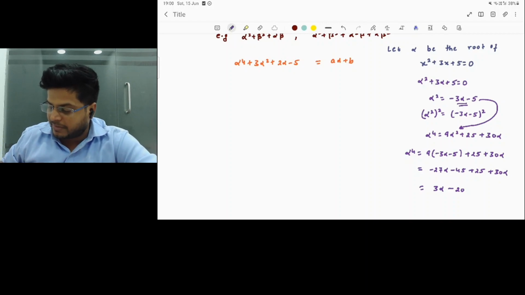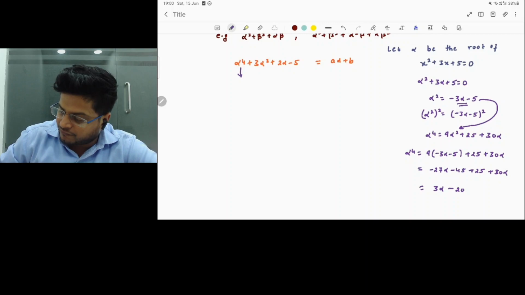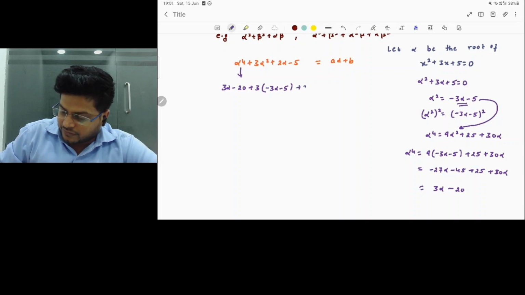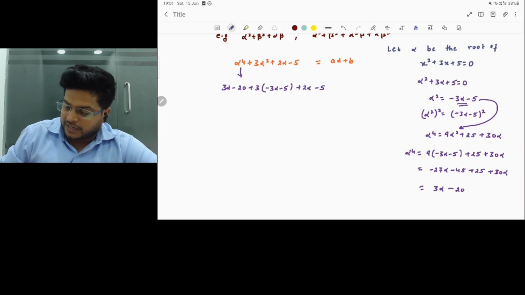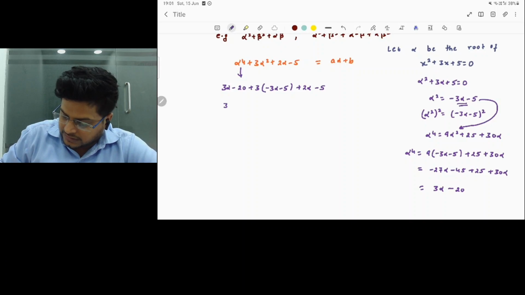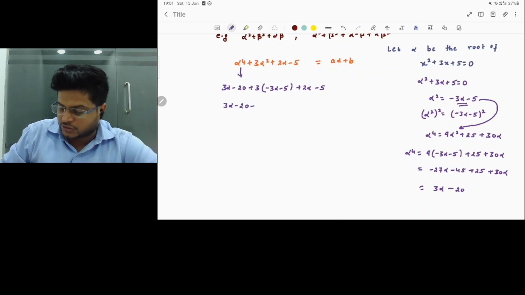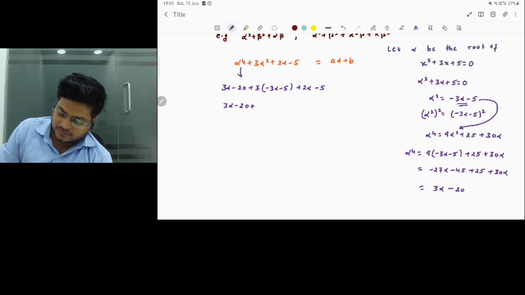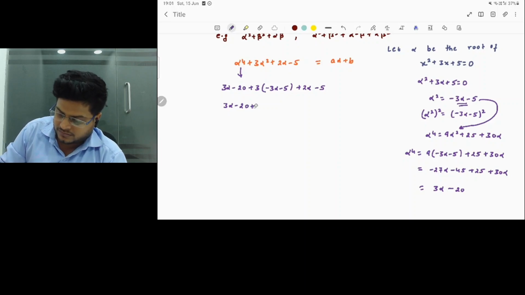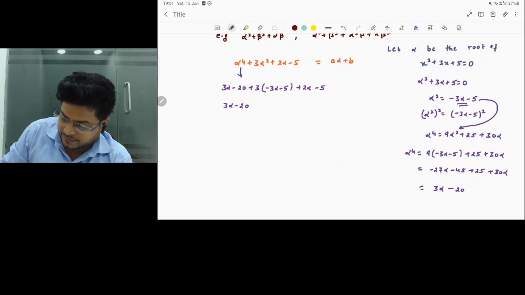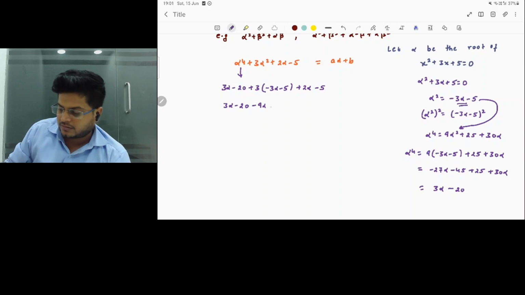Okay. So now let's get back to this question. Alpha to the power 4 value we can feed, which is 3 alpha minus 20, plus 3 times alpha square value we can feed, which is minus 3 alpha minus 5, plus 2 alpha minus 5. So when you simplify this, it is like 3 alpha minus 20 minus 9 alpha minus 15 plus 2 alpha minus 5.